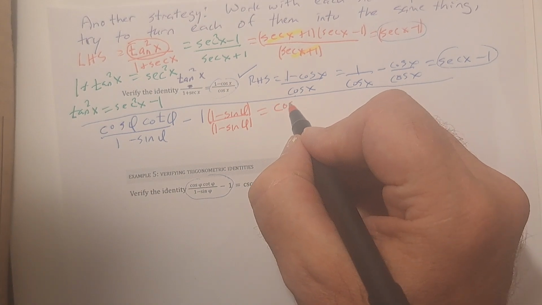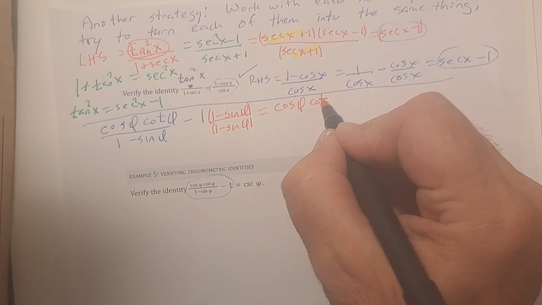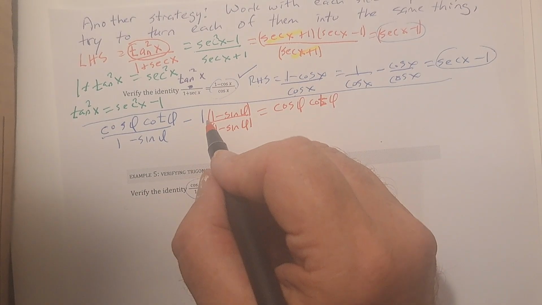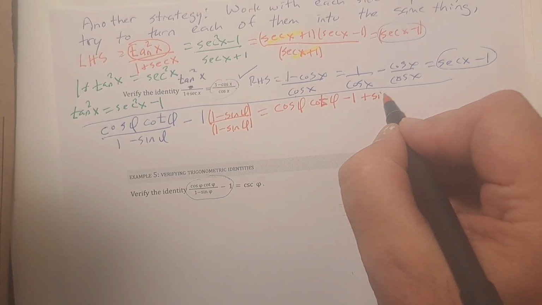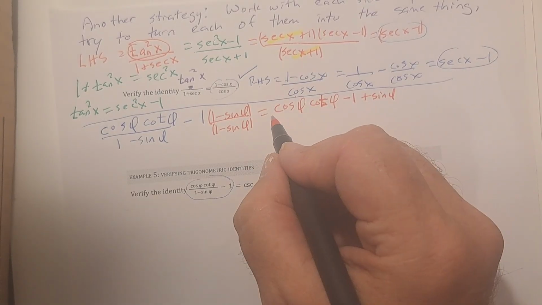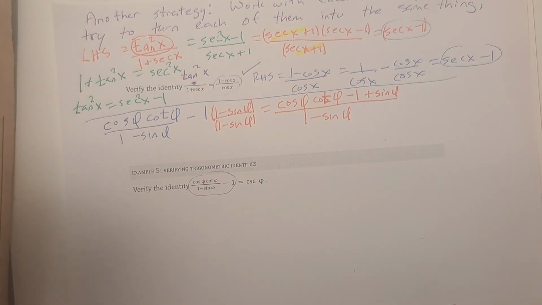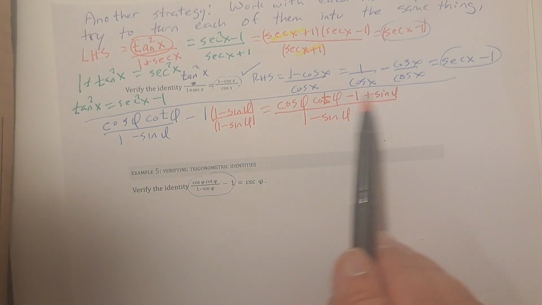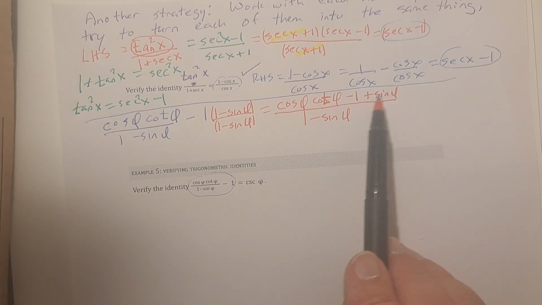Okay, now we'll put the numerators together. We'll get cosine of phi, cotangent of phi, minus 1, minus of the minus would be plus sine, all divided by 1 minus sine of phi. Okay, so I've formed a common denominator, and that's been done. Can't do that again, at least not yet. And there is not a common factor in the top.